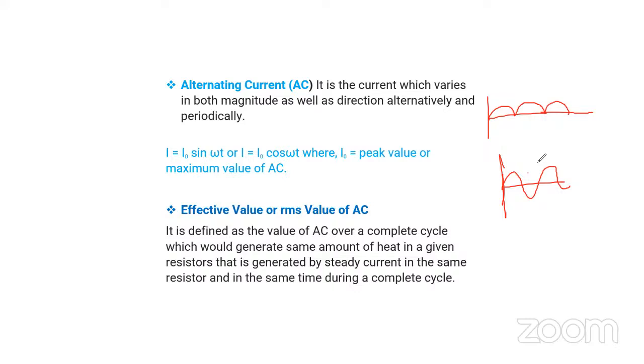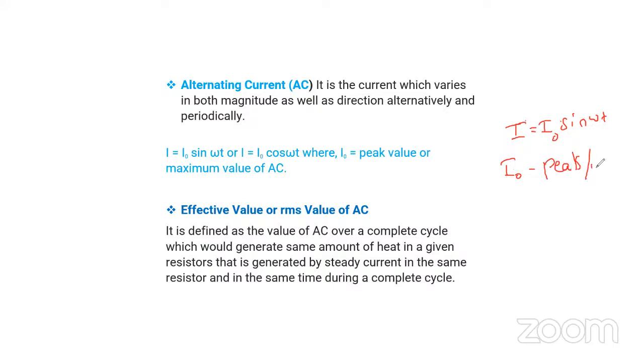In the previous chapter you came across this expression: I is equal to I naught sin omega t. Here I is the current which you need to calculate, where I naught is called the peak value or the maximum value of AC. What is omega here?